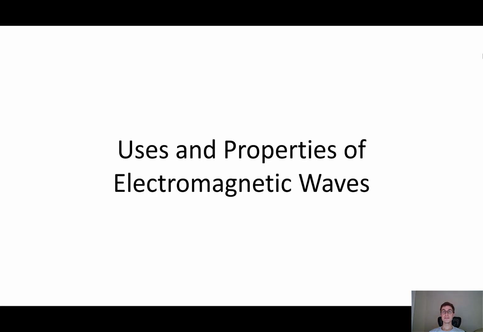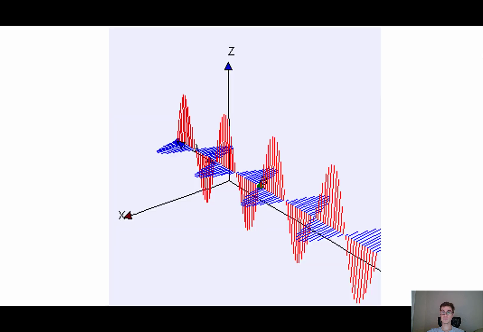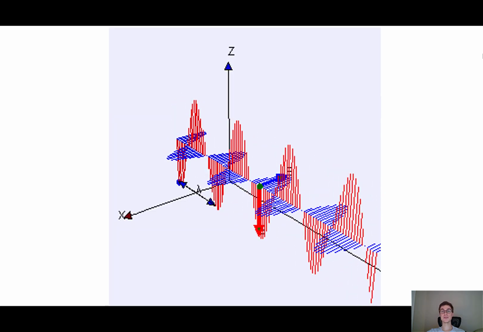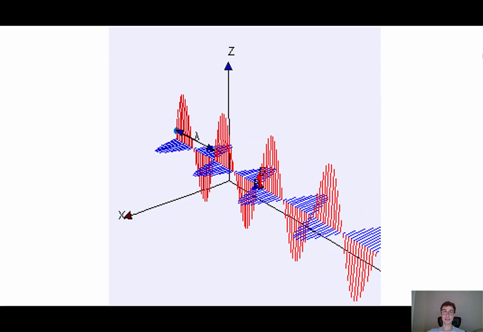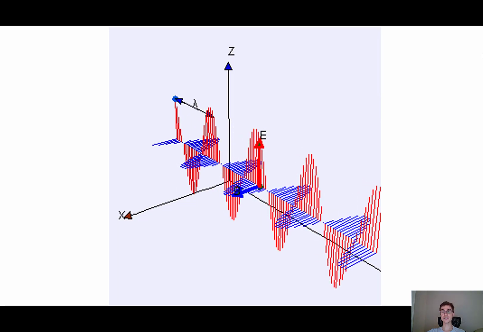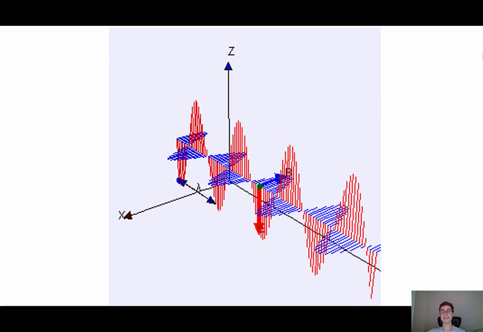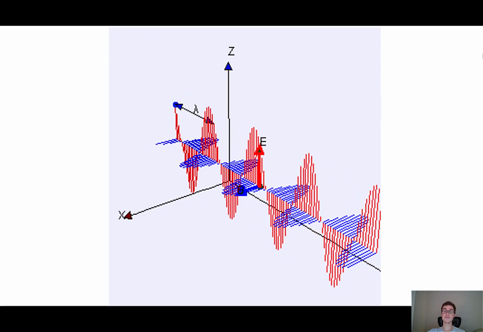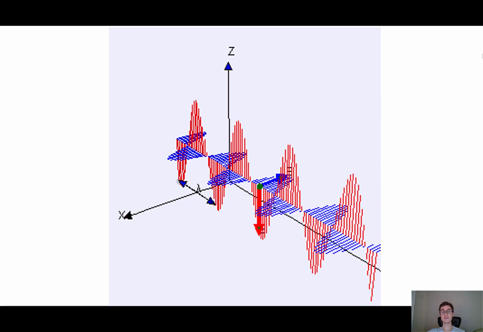Hello. In this video, I'm going to teach you about the uses and properties of electromagnetic waves. As a reminder, electromagnetic waves happen when an electric field and a magnetic field change. And when they change, they cause each other to change. So the electric field changes the magnetic field and vice versa. This happens in a pattern, so you end up with something that looks very much like a transverse wave. And we call it light.